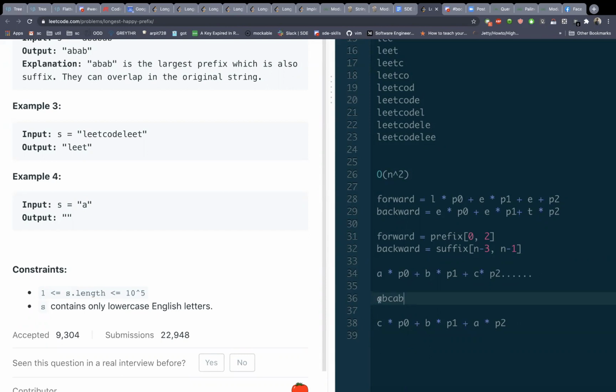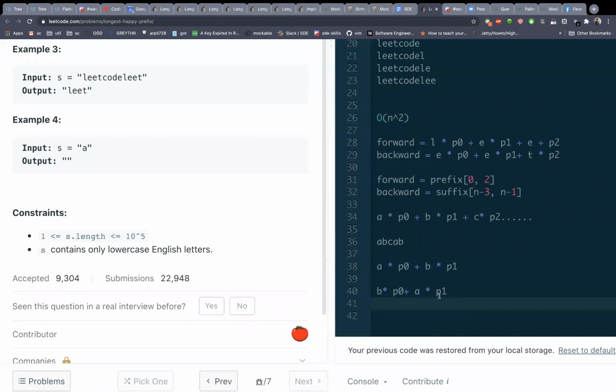So if I calculate the hash of AB, it will be A into P0 plus B into P1, right? And if I calculate from backward, my hash will be B into P0 and A into P1, right? So this is not the normalized thing. If I compare these two values, the result won't be equal. So my solution won't work.